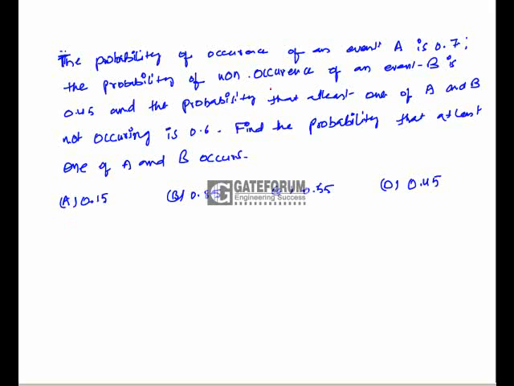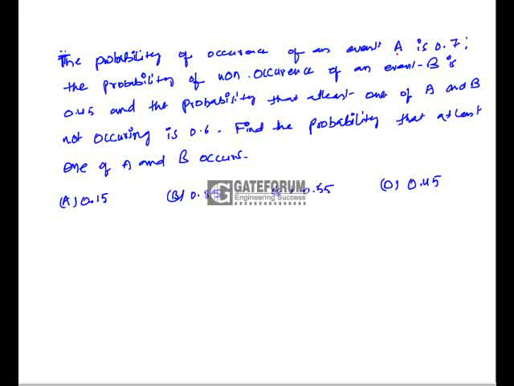The probability of occurrence of an event A is 0.7, the probability of non-occurrence of an event B is 0.45, and the probability that at least one of A and B does not occur is 0.6. Find the probability that at least one of A and B occurs.